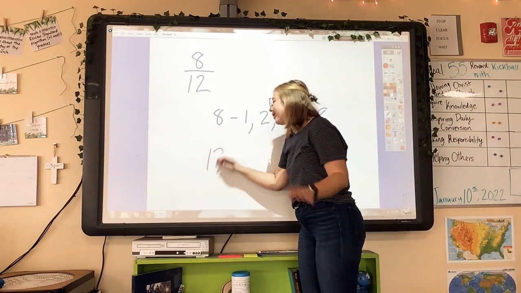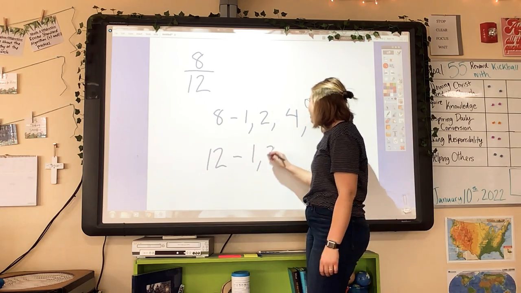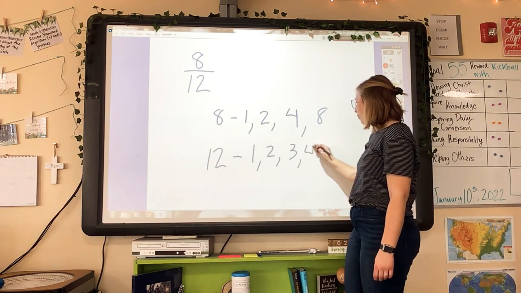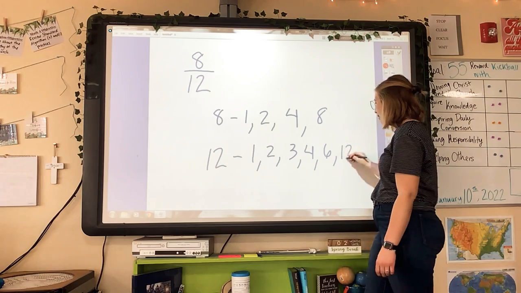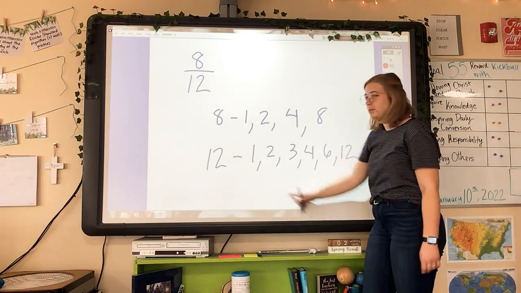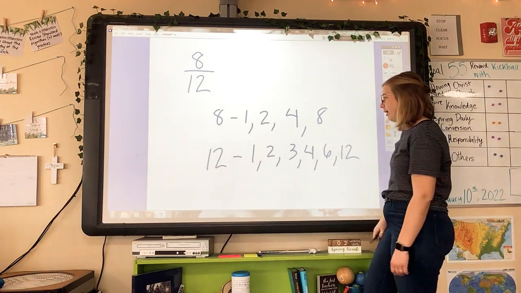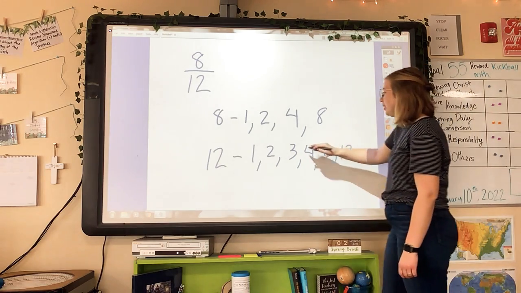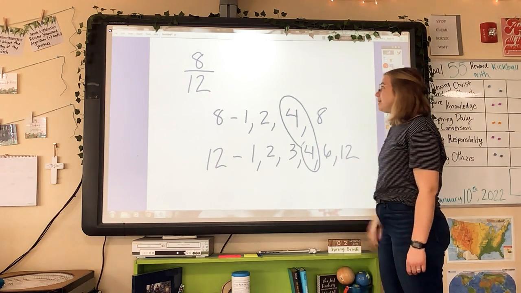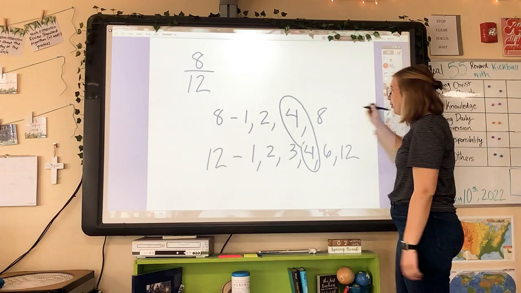And then you probably already know what it is by now, but 1, 2, 3, 4, 6, and 12 are the factors of 12. Okay, multiplied together, these get 12, right? So the biggest number that they have in common is 4. So I'm going to divide the top and bottom by 4, okay?